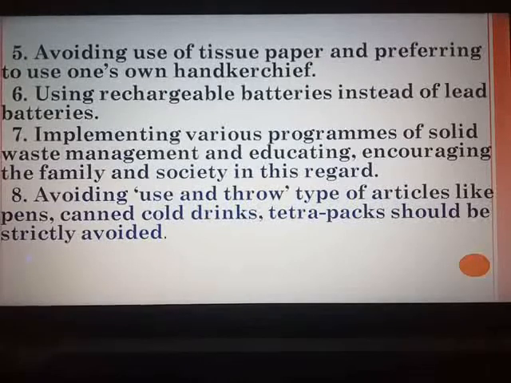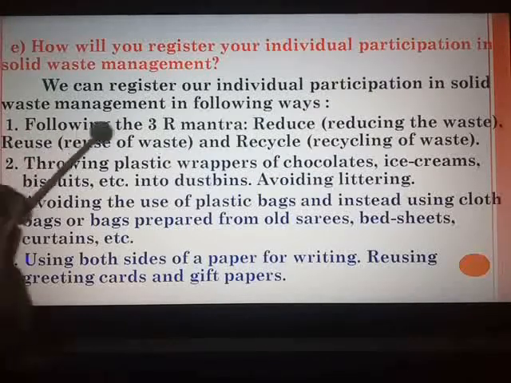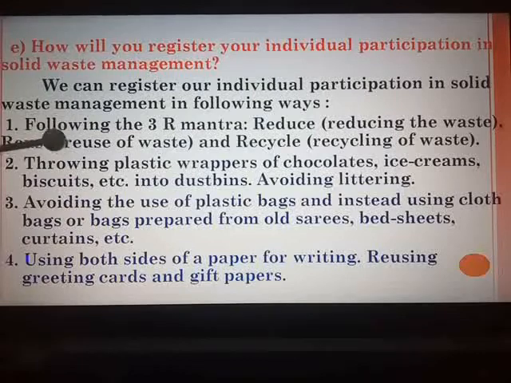They are the techniques which you are going to follow to control the amount of solid waste. But I will not expect that all the 8 points you will write in your notebook. From this 8 you can select any 5 and you can write. Only the first point you should write, that is compulsory. Which is the first point? The first point is following the 3R mantra. This first point, it is compulsory.